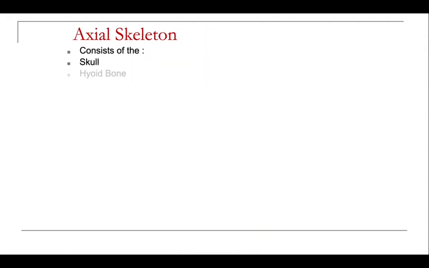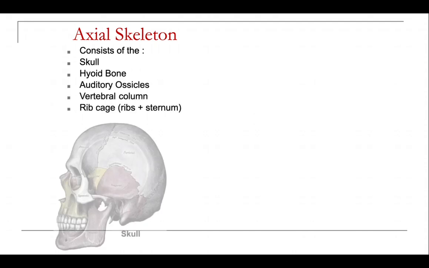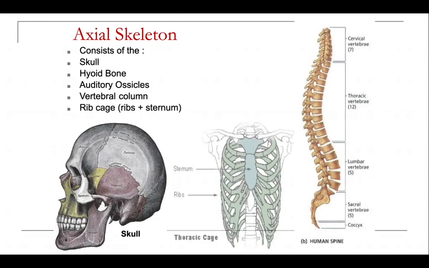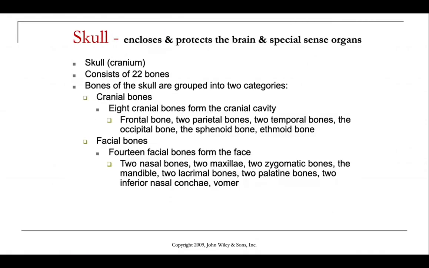So the axial skeleton is going to be the skull, the hyoid bone, the auditory ossicles, vertebral column, and the rib cage, so it includes the ribs and the sternum. The skull is going to enclose and protect the brain and the special sensory organs. So your skull or cranium has 22 bones. They're divided into two categories. Your cranial bones, there's 8 of them that form the cranial cavity: frontal bone, 2 parietal bones, 2 temporal bones, the occipital bone, the sphenoid, and the ethmoid.